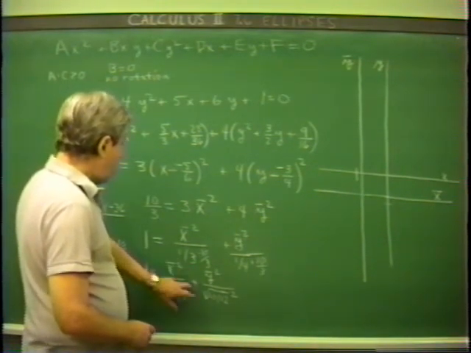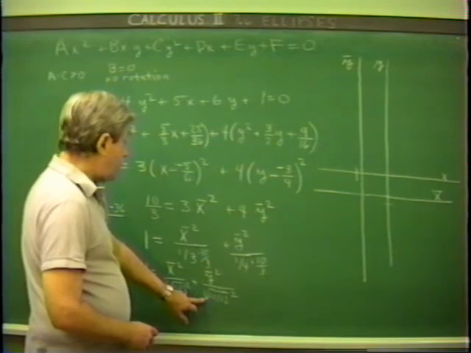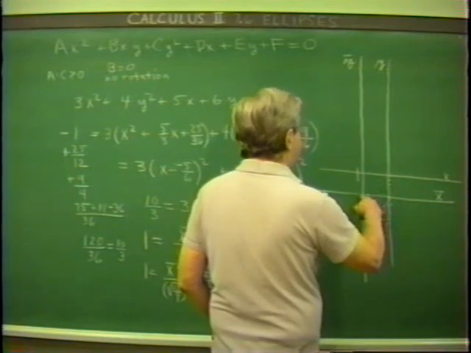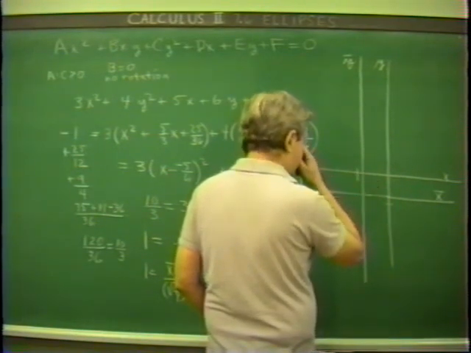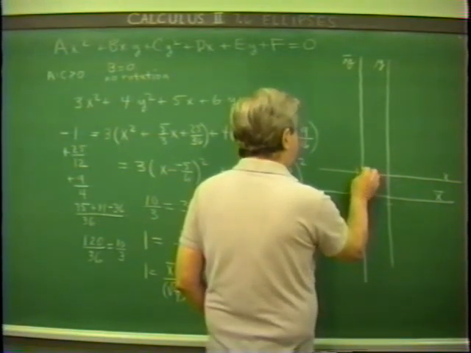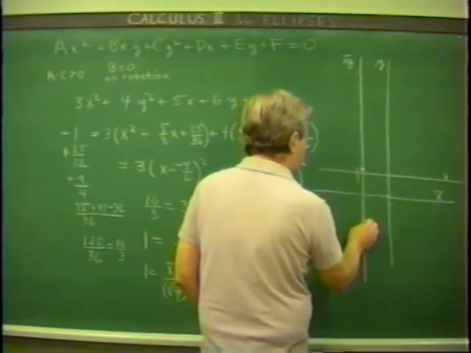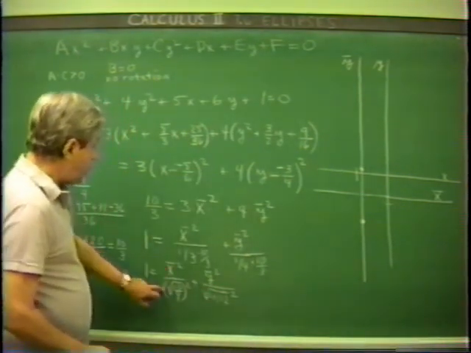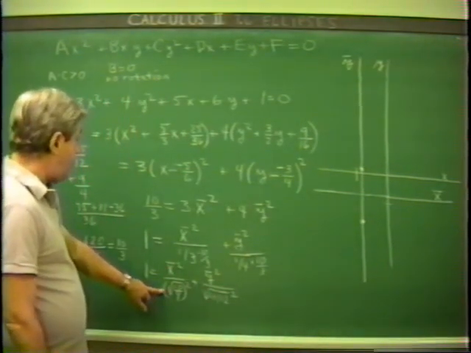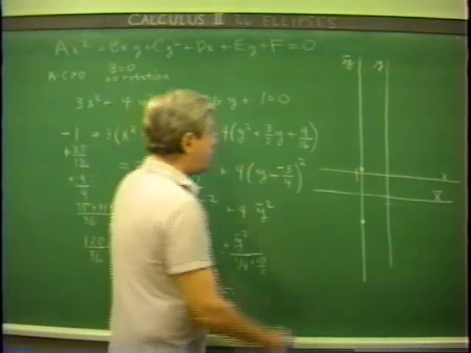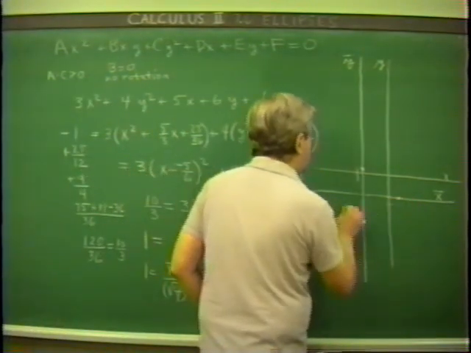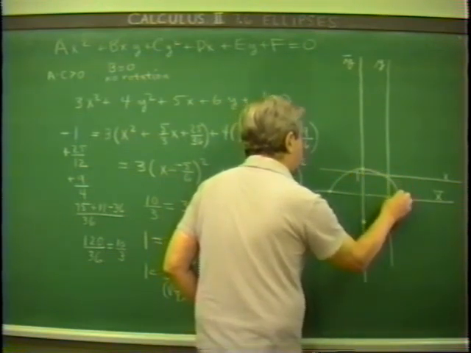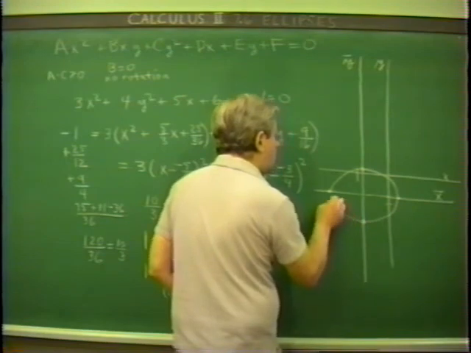And what's going to happen here? Well, when x bar is equal to 0, y is going to be plus or minus the square root of 10/12. That's perhaps here and here. Right? When y bar is equal to 0, x bar is equal to plus or minus the square root of 10/9. It's a little larger than 1, and so that's perhaps over here and here. This then is the picture of the ellipse.